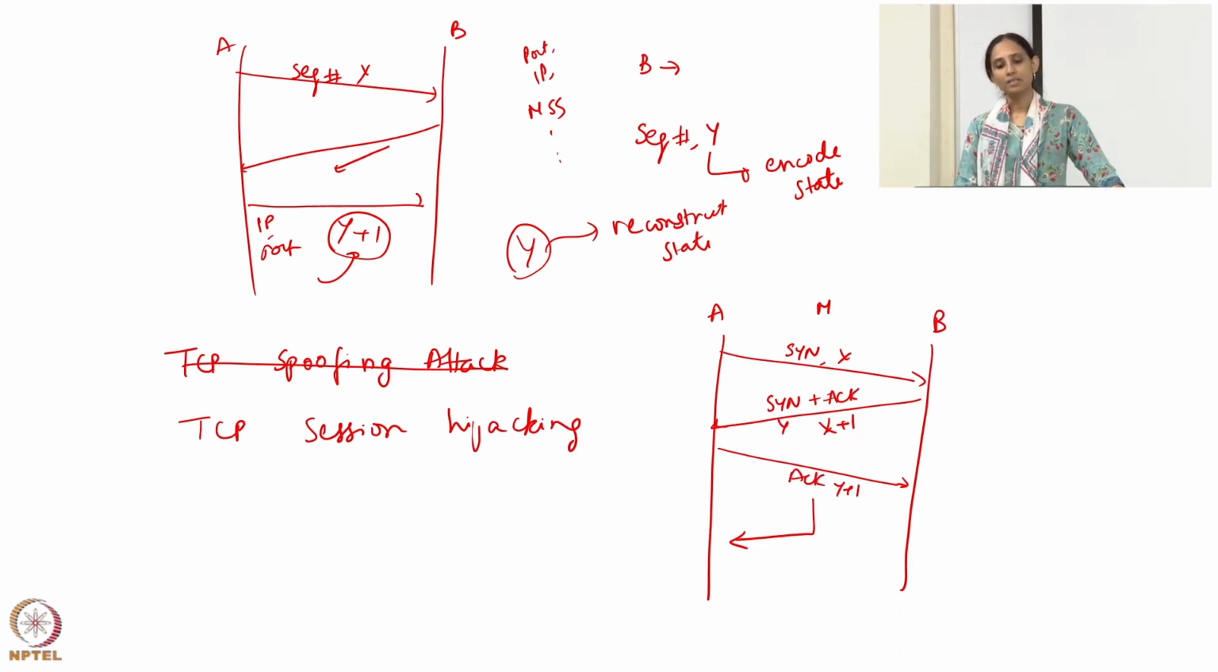The idea is that there is a session going on between A and B, and Mallory is trying to hijack that session. Basically, Mallory wants to inject some data as part of this connection and get A or B to accept the data. Okay. For this to be successful, for Mallory to inject the right data, what all information does Mallory need?